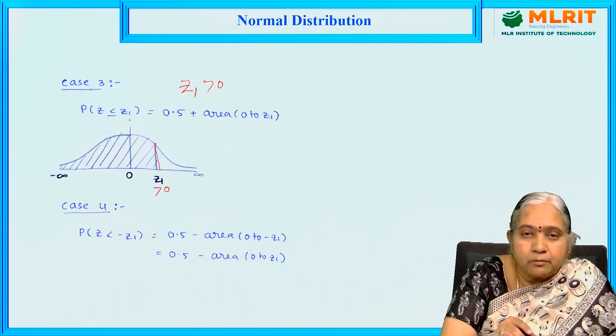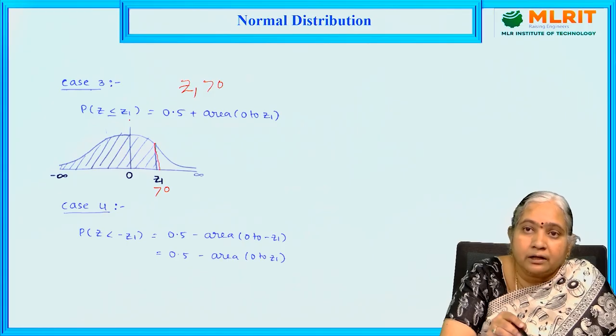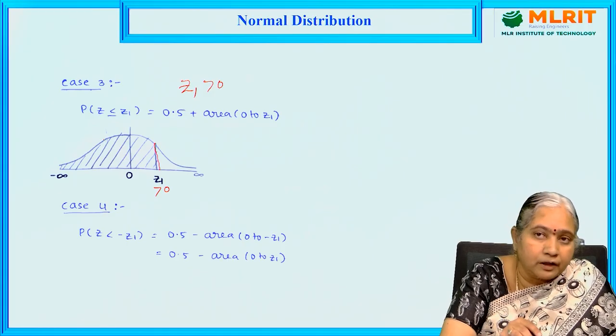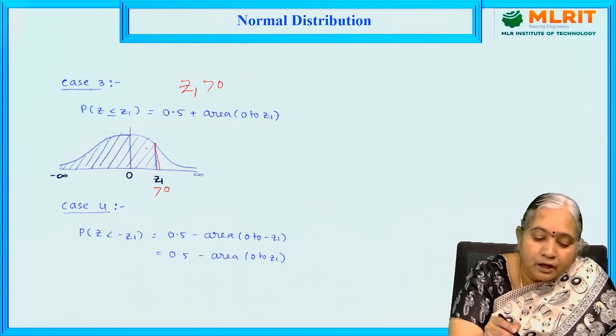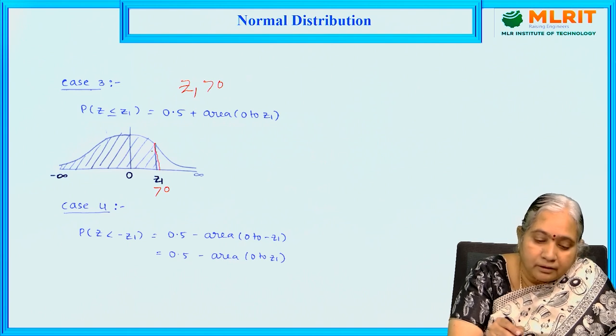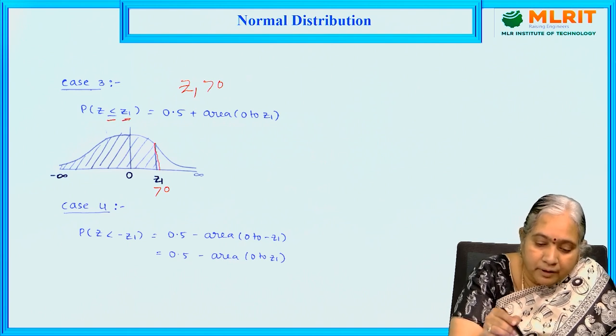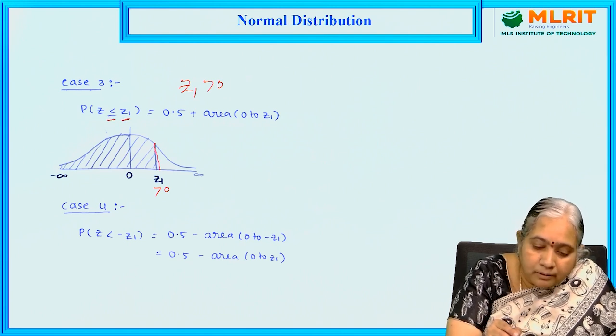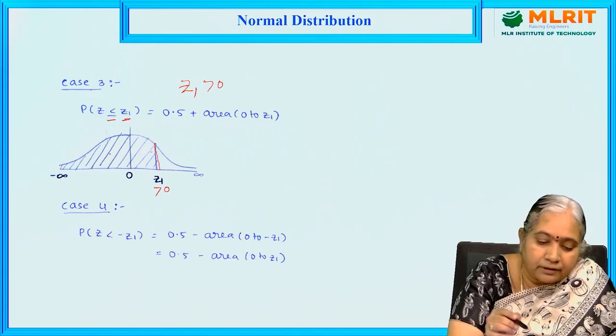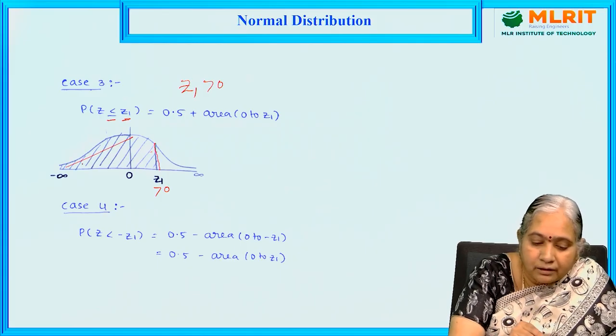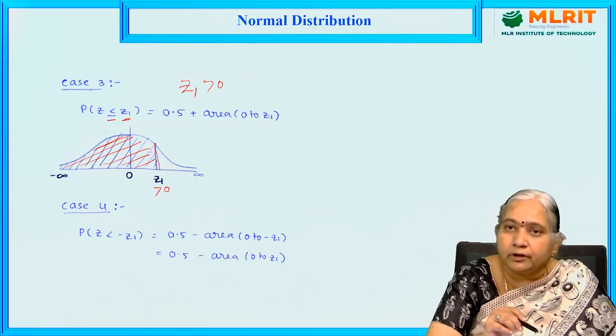So what is the probability of Z values which are less than or equal to Z1? Less than or equal to Z1 means Z values belong to the left of Z1. So this is the total area or probability we have to find.